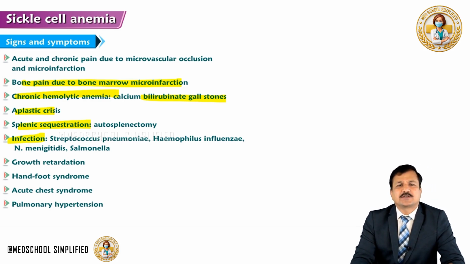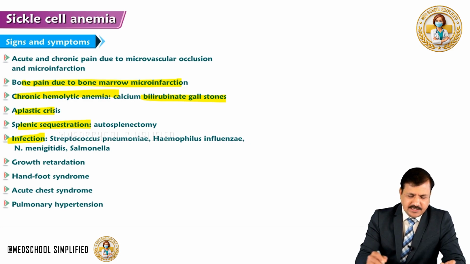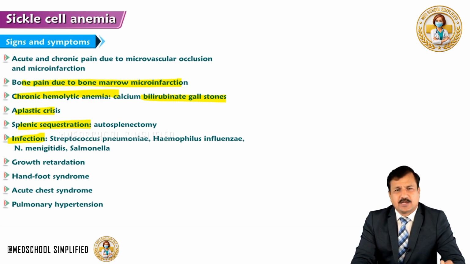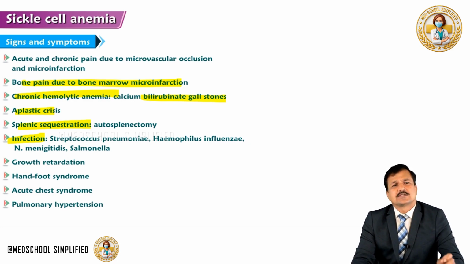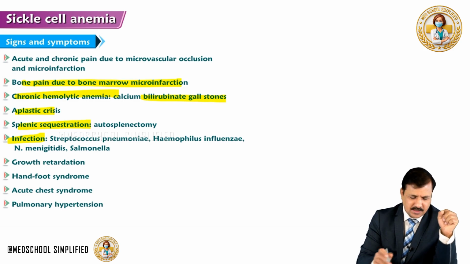Sickle cell anemia patients are at risk of infection by encapsulated bacteria like Streptococcus pneumoniae, Haemophilus influenzae, Neisseria meningitidis, and Salmonella. And note that Salmonella is the most common cause of osteomyelitis in sickle cell disease patients, and especially this is in the US and Europe population.